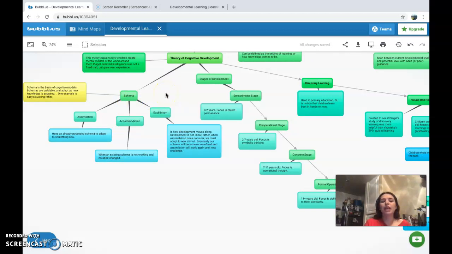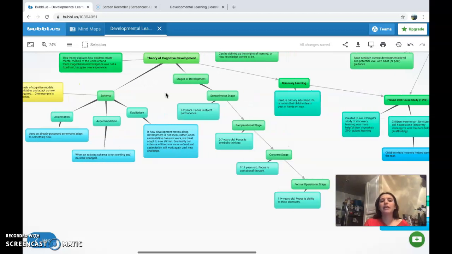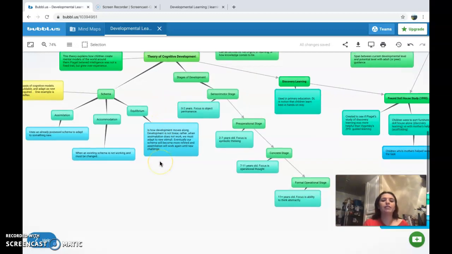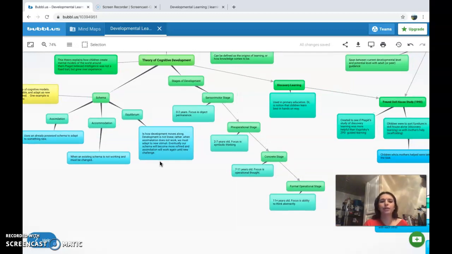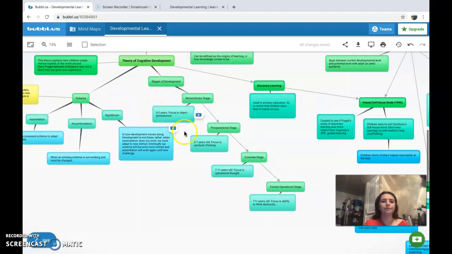Equilibrium is how Piaget said things work. Basically how development moves along. He didn't think that learning occurred in a linear pattern, and he didn't believe that children develop in a straight line from A to Z. Instead, development was maintaining this equilibrium between assimilation and accommodation. When assimilation does not work anymore, we must adapt to a new stimuli. Eventually, our schema will become more refined, and assimilation will get us by just fine until we come to a new conflict, which will make us accommodate and will regain our equilibrium.